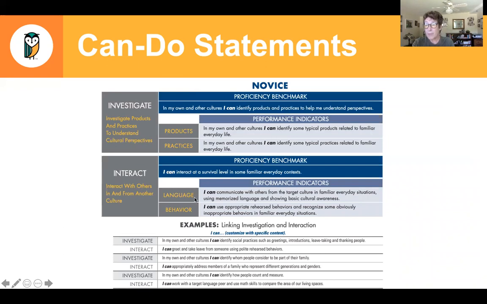For example, I can identify some typical products related to familiar everyday life. Or I can identify some typical practices related to familiar everyday life. Down below, there are examples of how to create specific can-do statements for both types. Okay, so a very useful document that's been produced at ACTFL.